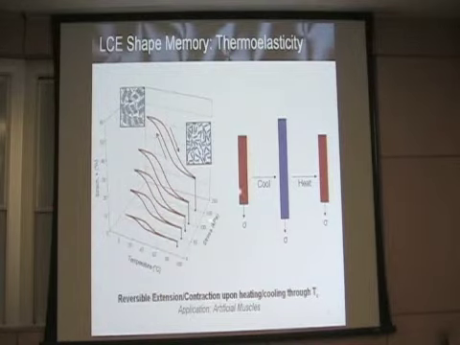If you think about a film of material and you heat it above the clearing point and apply a load, and then cool it below the clearing point, this material will elongate. If you heat it up again, it will contract. This reversible extension and contraction is directly coupled to mesogen order and is related to the stress applied to the material. You can imagine an application of such a material as an artificial muscle.